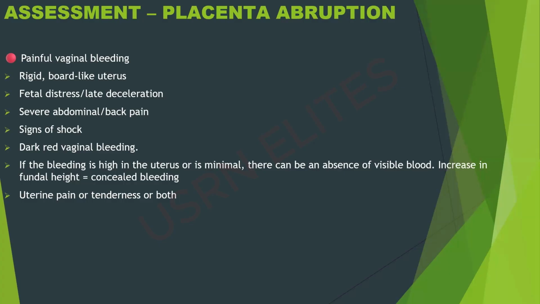And if bleeding is high in the uterus, or it's minimal, there can be an absence of visible blood. That's what I told you. If very high, then that's why we are going to see that rigid, board-like uterus, because the blood is being collected there and it's not flowing. And if it happens like that, you are going to see minimal bleeding. If only the central area of the placenta has detached, you are going to see minimal bleeding with a board-like uterus. But if it has separated completely, you are going to see more bleeding.